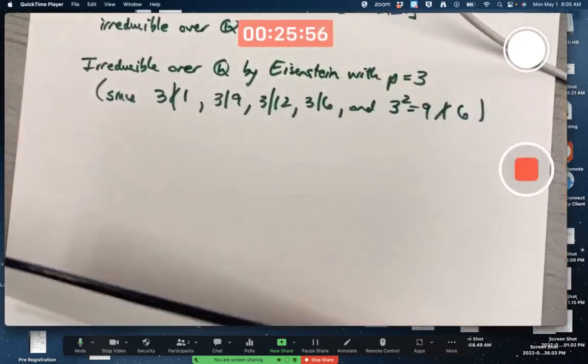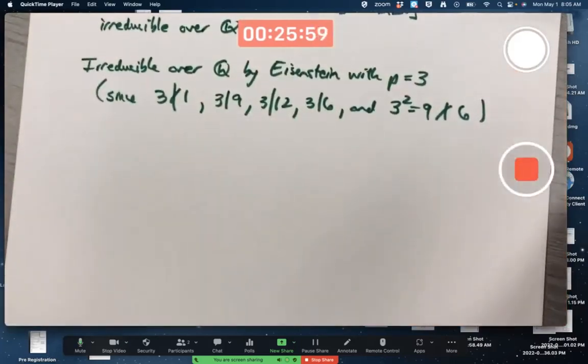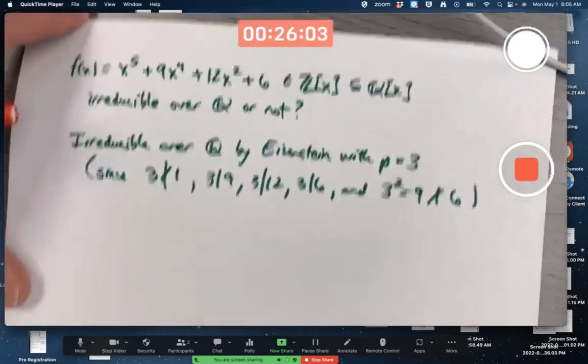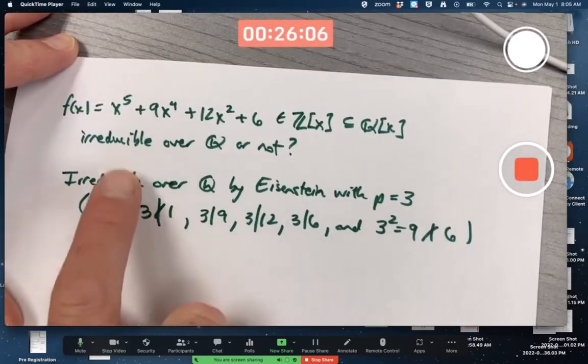Okay, so that kind of problem is actually relatively easy if you're lucky enough that you can apply Eisenstein's. Would I make you unlucky enough that you couldn't? Not for one this complicated with coefficients that big.